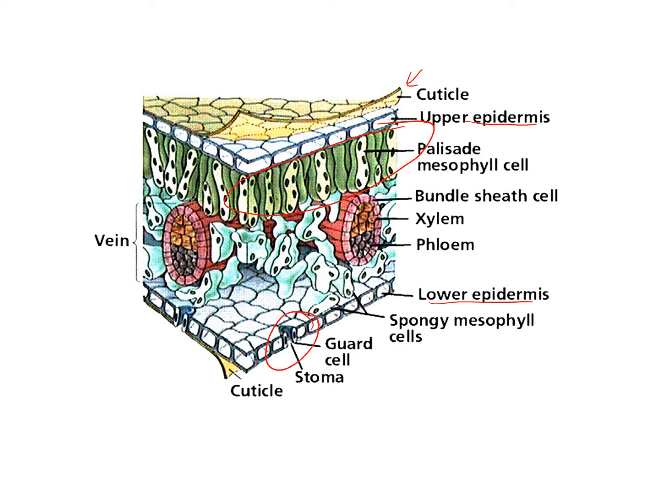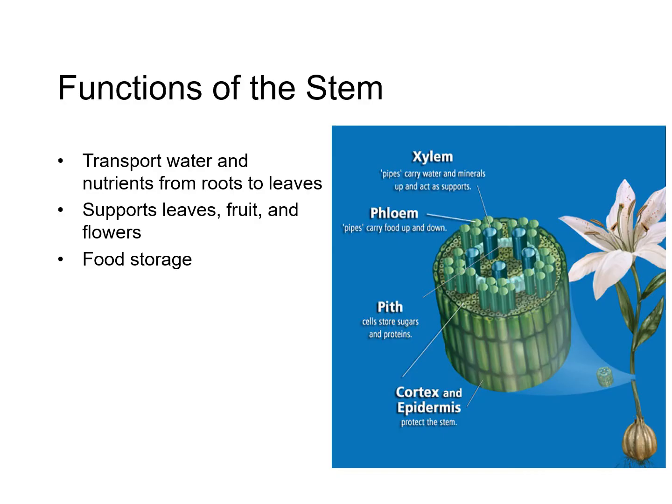You have your guard cells and your stomata, which are the pores, and then you have your blood vessels, your plant vessels, your veins, the things that are helping transport water, sugars, and nutrients throughout the plant. The functions of the stem, of course, are to transport water and nutrients, and also support leaves, fruit, and any flowers. Not only that, some stems can actually have cells that store food, not necessarily in the roots, but as part of the stem.